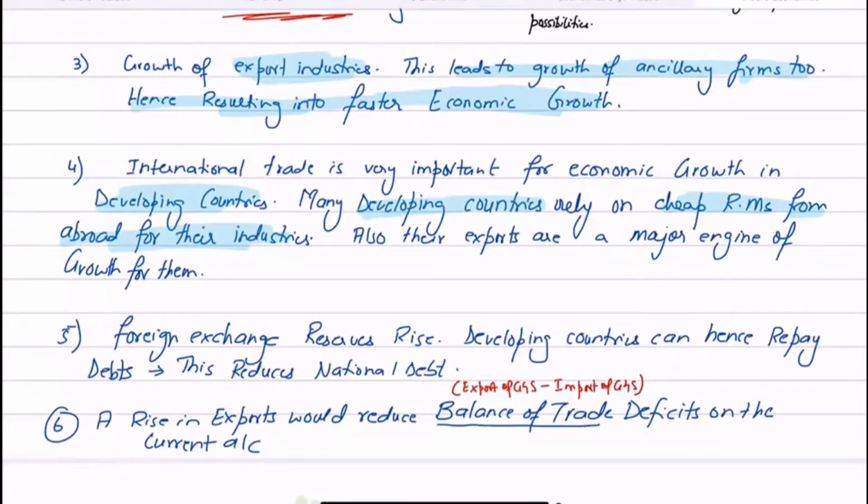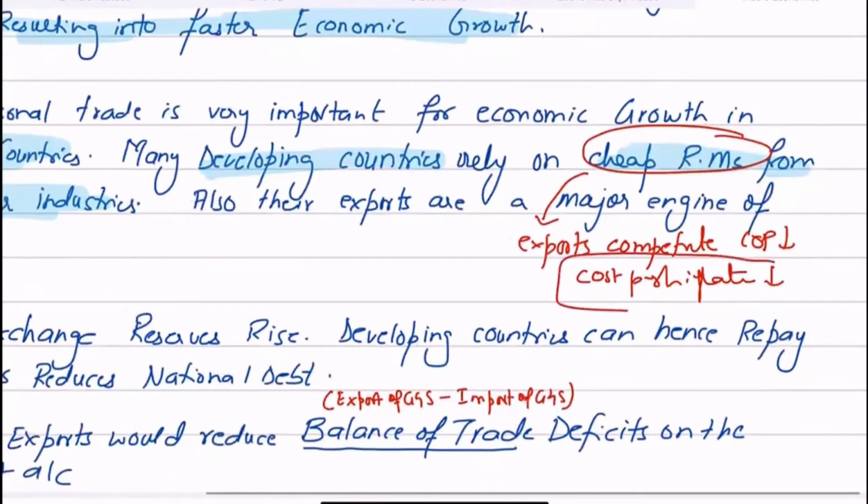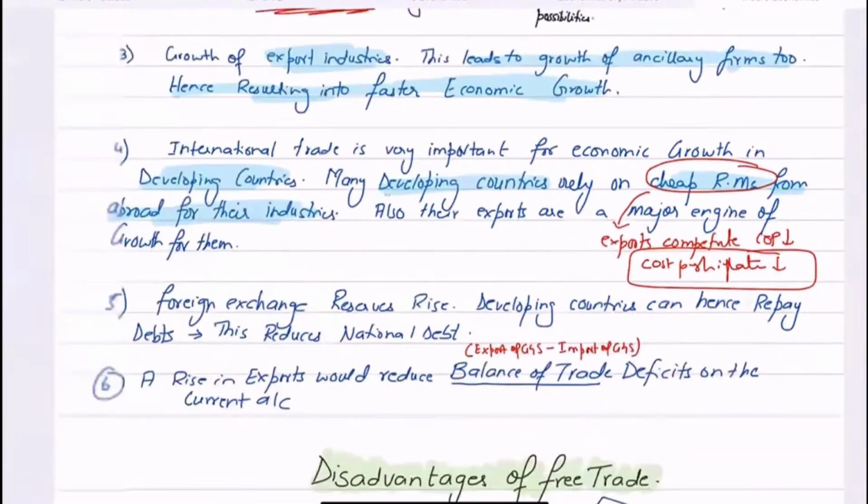So it's very important for the export industry as well, because engaging in international trade would help. How would this help? If you're importing cheap raw material from abroad, it would make the exports competitive. Why? Because it will reduce the cost of production. So cost of production would go down, and even cost push inflation would go down as well, right? You've already studied this, by the way. So there would be less cost push inflationary pressures in the economy because you're importing cheap raw material.